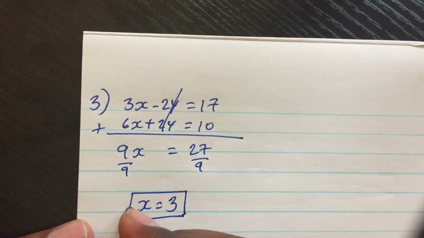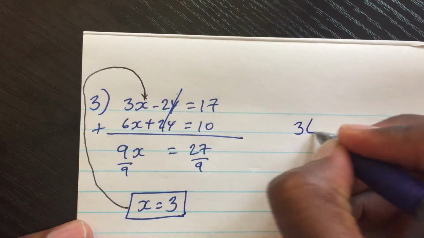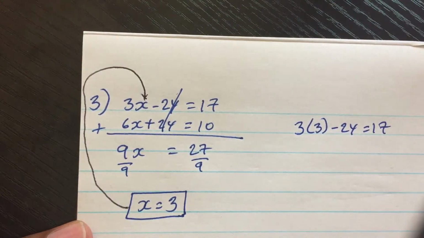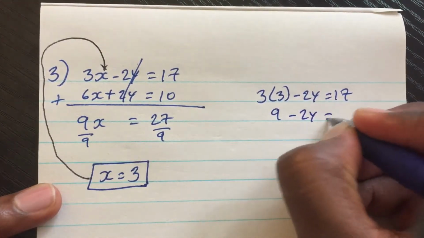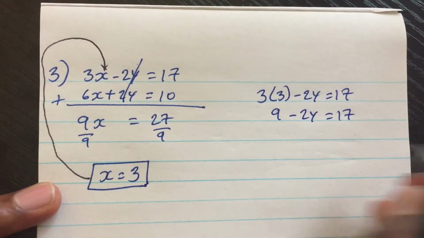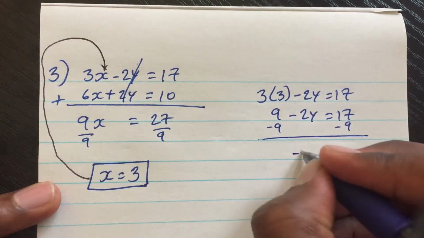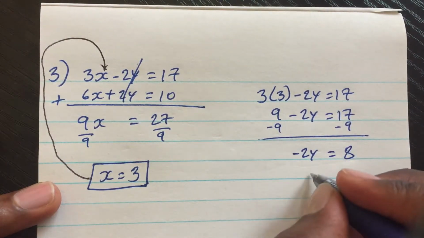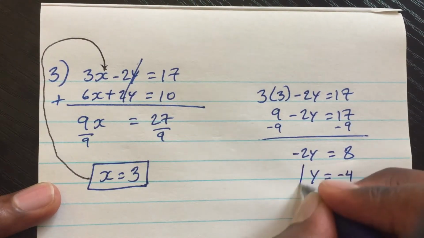Now you take this x value, and I'll substitute that into the first equation to get 3 times my x value minus 2y equals 17. 9 minus 2y equals 17. Subtract 9 from both sides. Negative 2y equals, this is positive 8. So that means y equals, divide by negative 2, you get a negative 4.